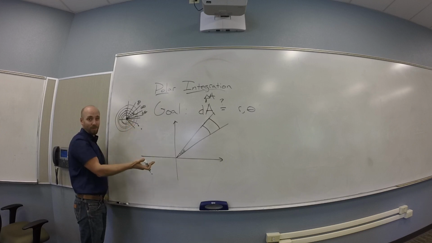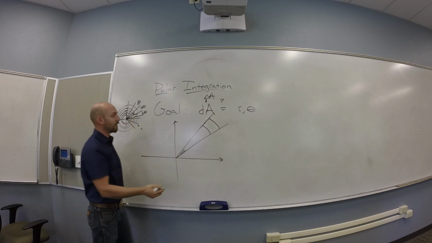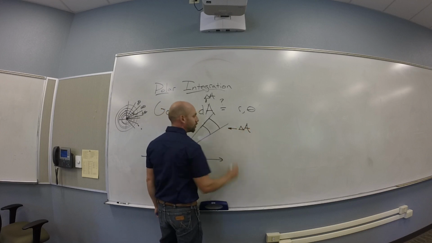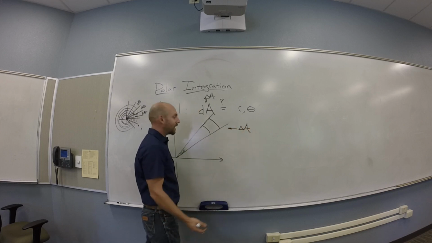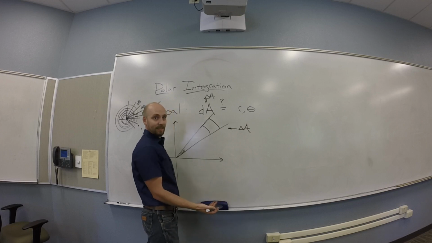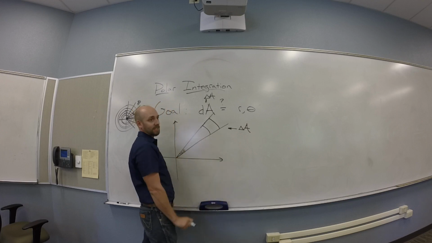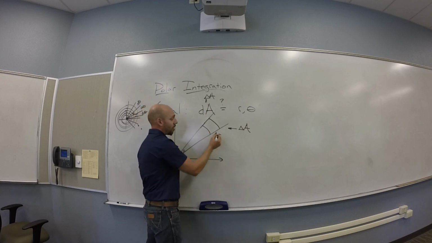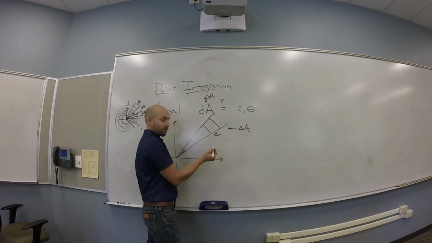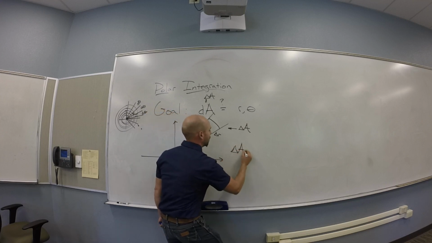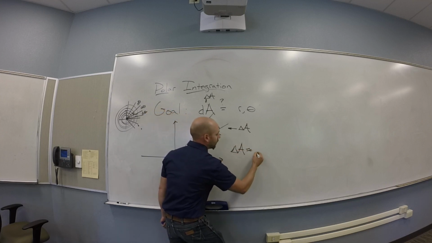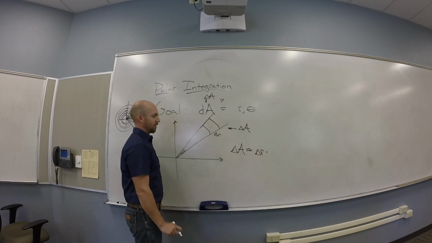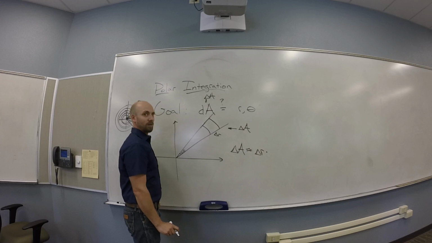But I need some formula for this, right? I need to know what, like, I'm thinking this area here is change in area, right? But I need to know what that is. So how wide is this thing? Yeah, it's like delta r. Okay, so far I'm thinking delta area is about delta r times delta theta in radians.